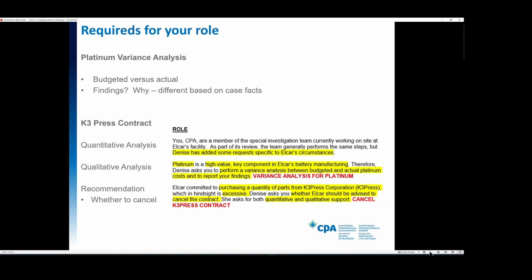I also want to include a friendly reminder. I need to discuss why the variance is different, why it's favorable or unfavorable, and that needs to be based on case facts. As you start practicing old CFE cases and you debrief and you go through the feedback guide, keep notes. Make sure that you understand what the key discussion points are.